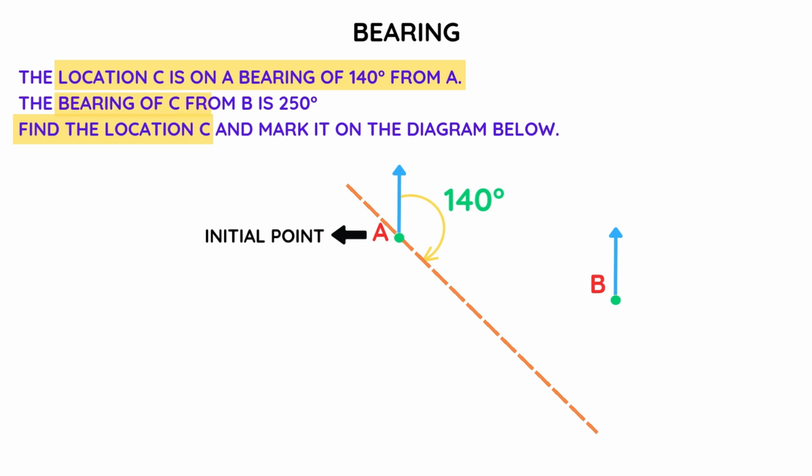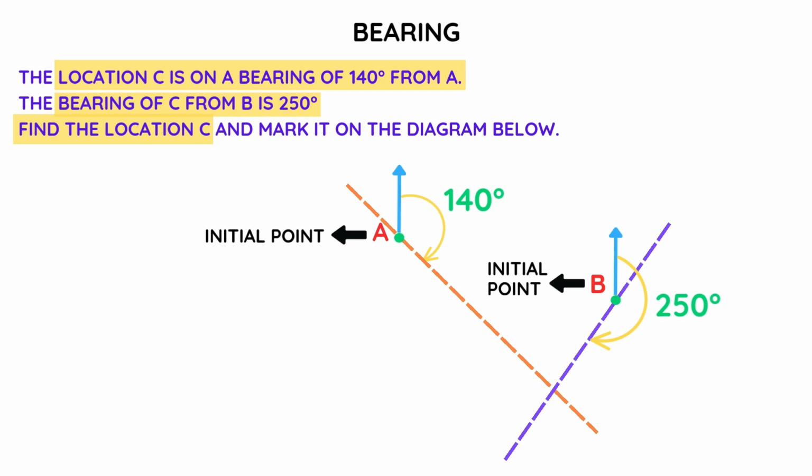Next, we need to find the bearing of C from B. Again, we take point B as our initial point and draw a 250-degree angle in a clockwise direction. We draw another dashed line from this point. The intersection of these two lines gives us the location of C.